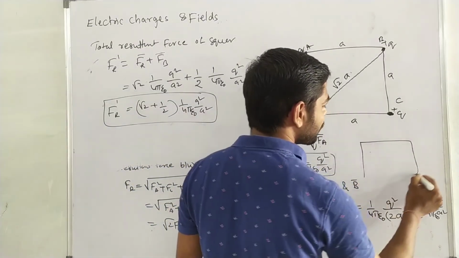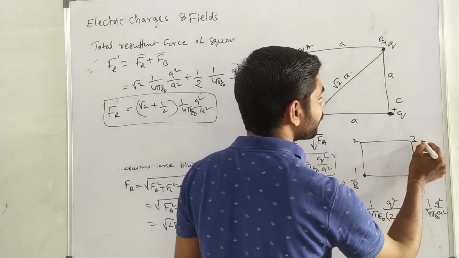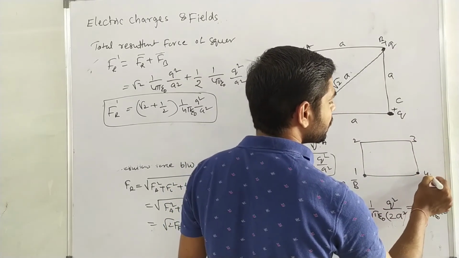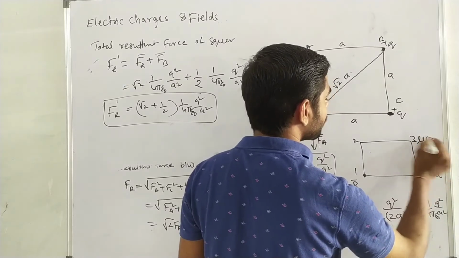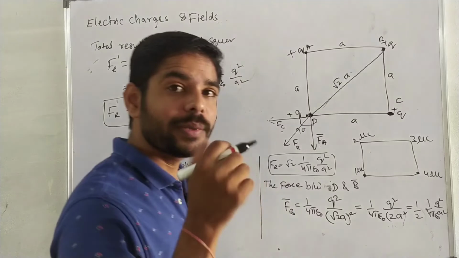So if I take the square of this one again, 1 coulomb, 2 coulomb, 3 coulomb, and here it is 4 coulombs. Let us have micro coulombs. Here it is micro coulomb. All are micro because coulomb is a bigger unit.